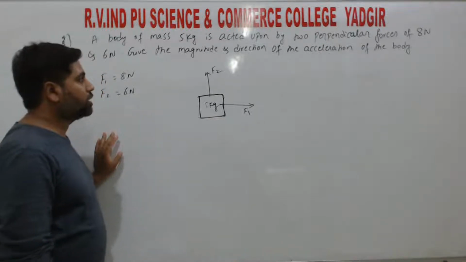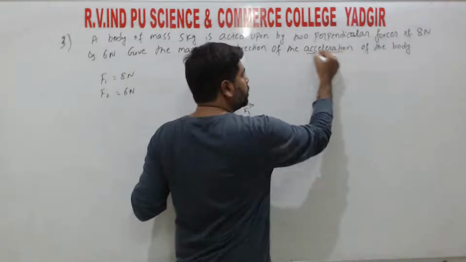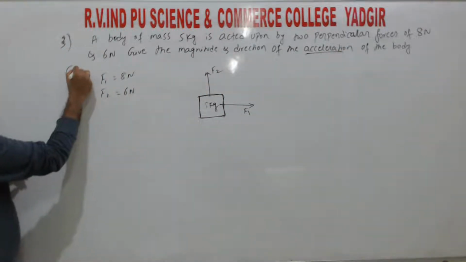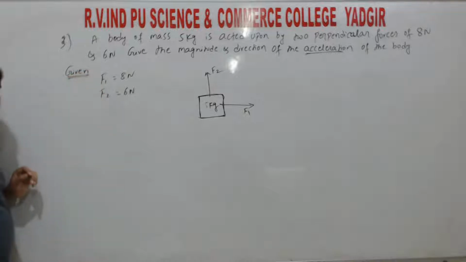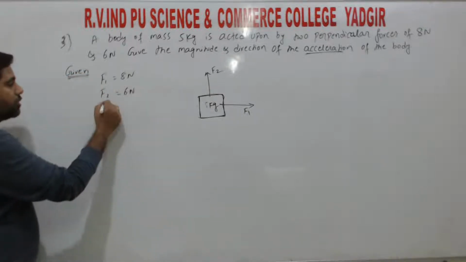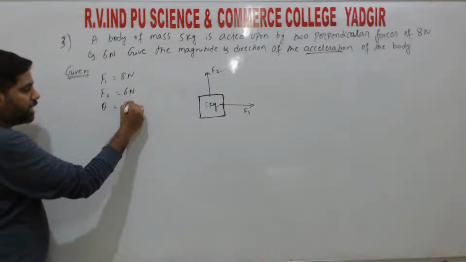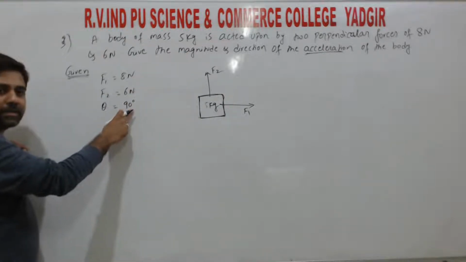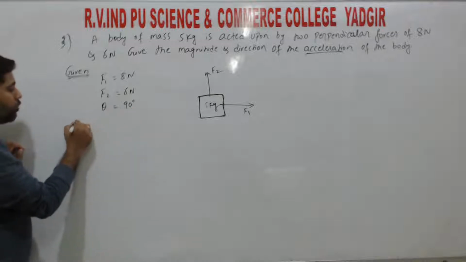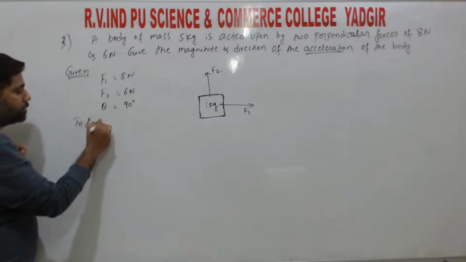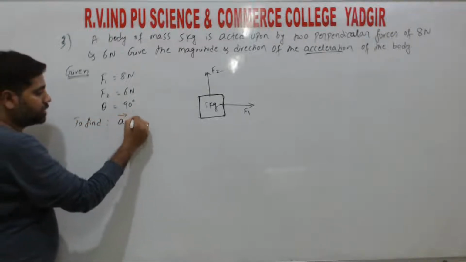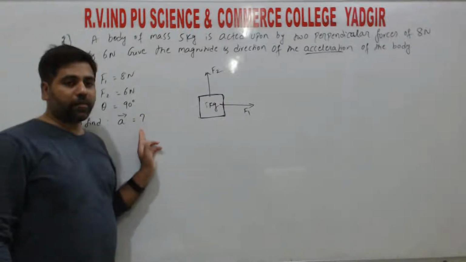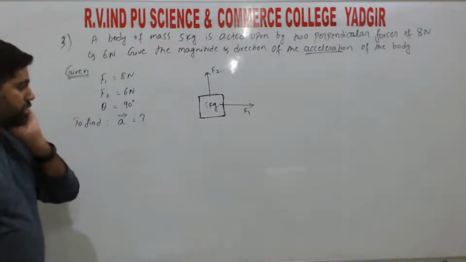So here we need to find the magnitude and direction of the acceleration, right? They are given F1 and F2, two forces, and the angle between those two is 90 degrees. Perpendicular means its angle is always 90 degrees. So what we need to find is the acceleration, a vector, which means finding the magnitude and direction.